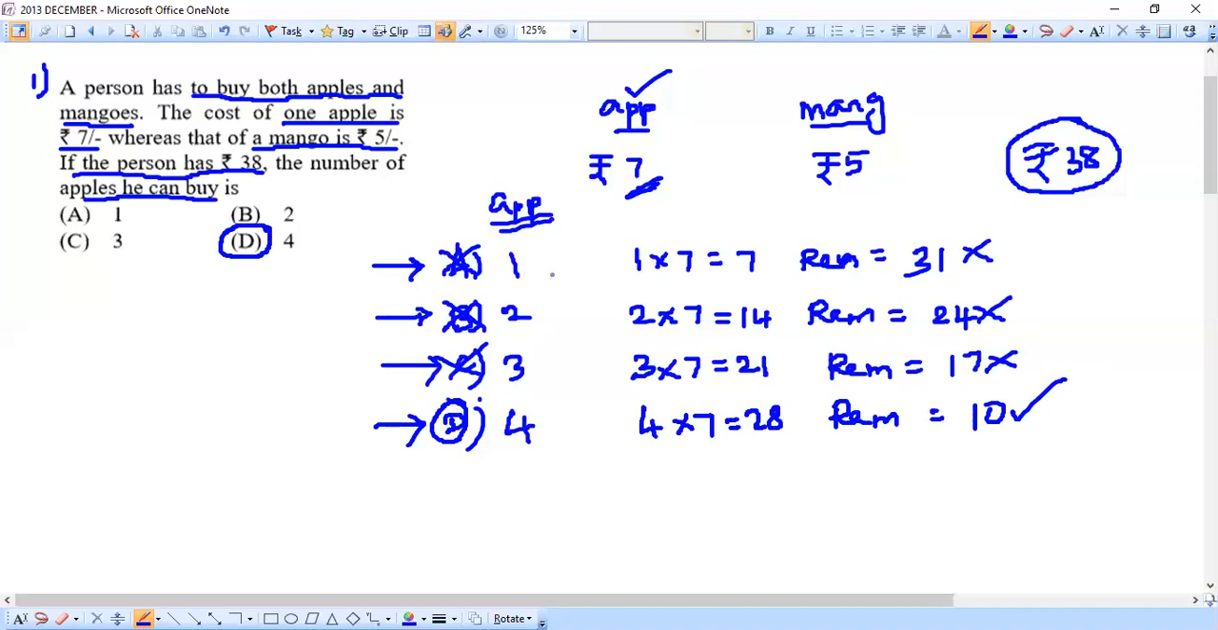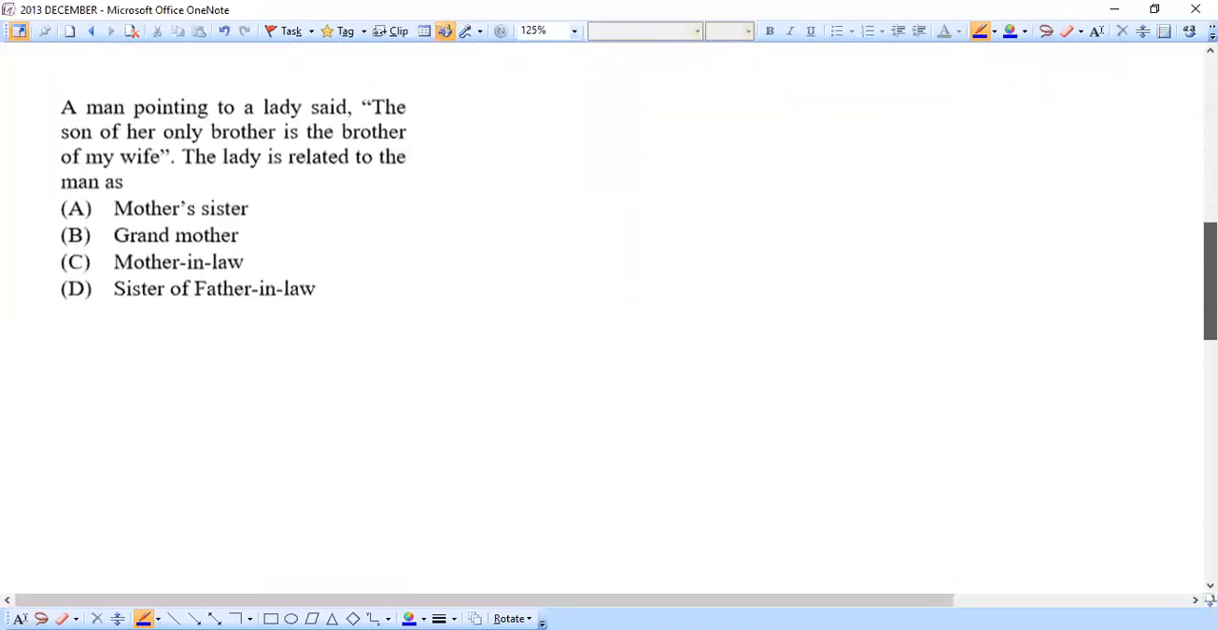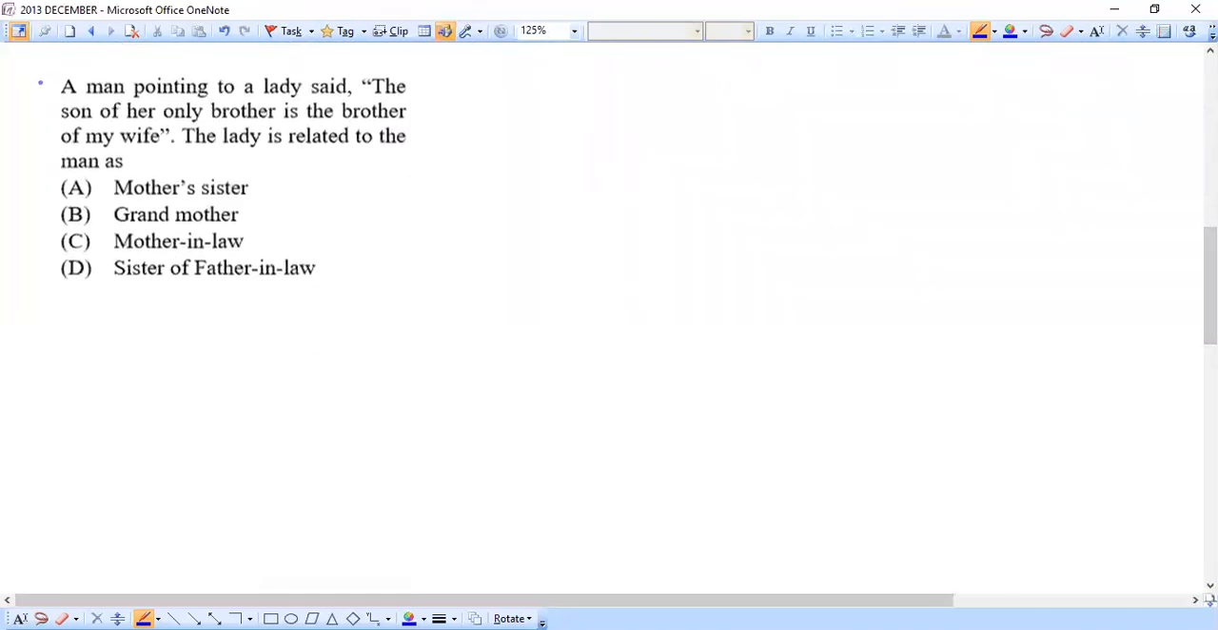I think the way we are solving it, you're able to understand it. Yeah, fine. Moving to the next question. Question number 2 is from blood relation. Actually, some sessions ago, we happened to solve one question from blood relation. After a gap, we are again getting a problem from blood relation.